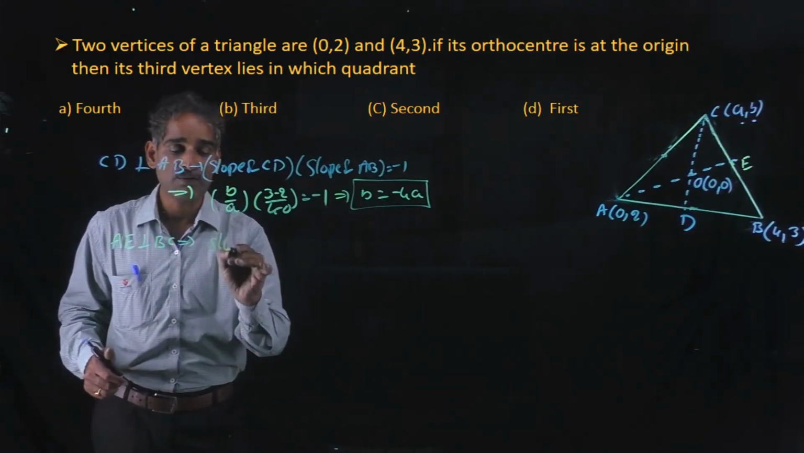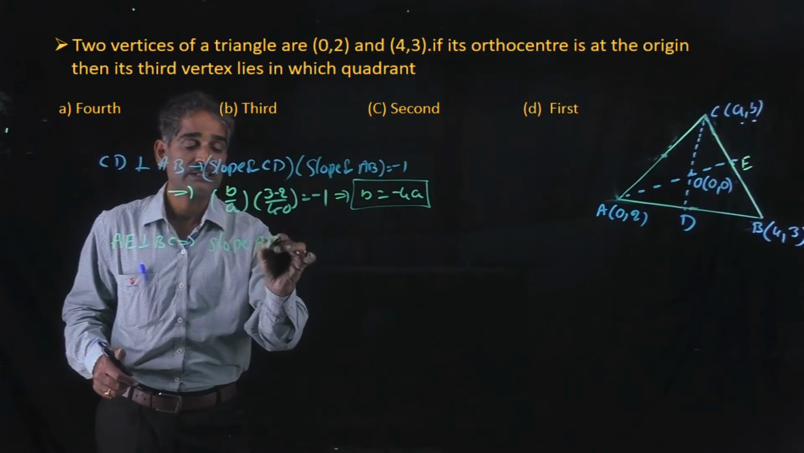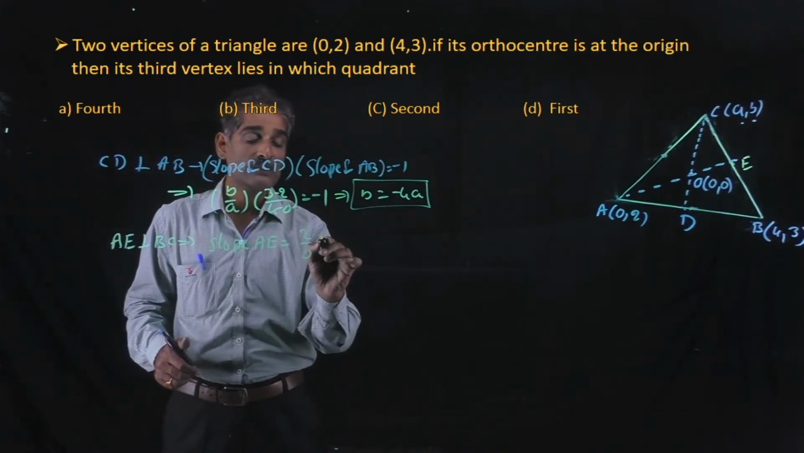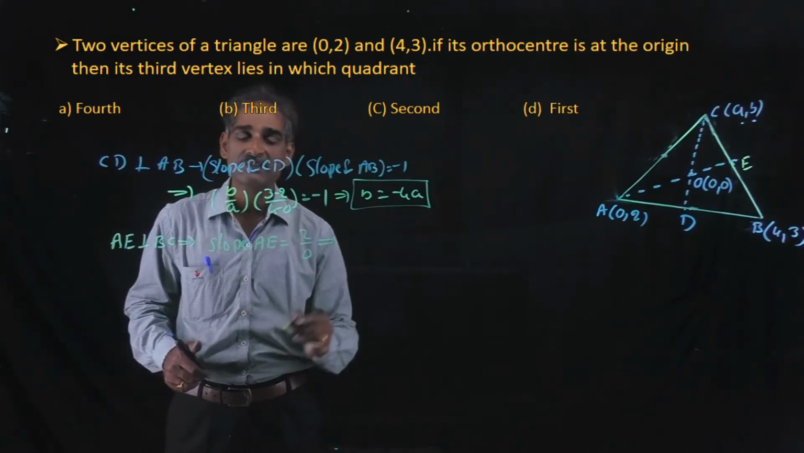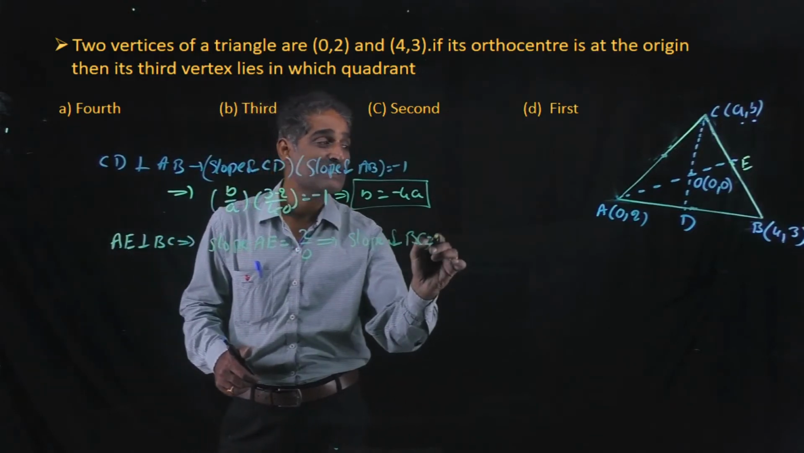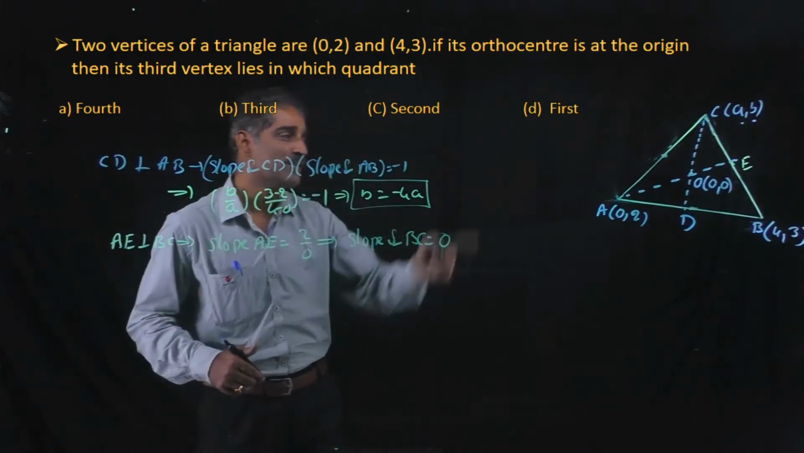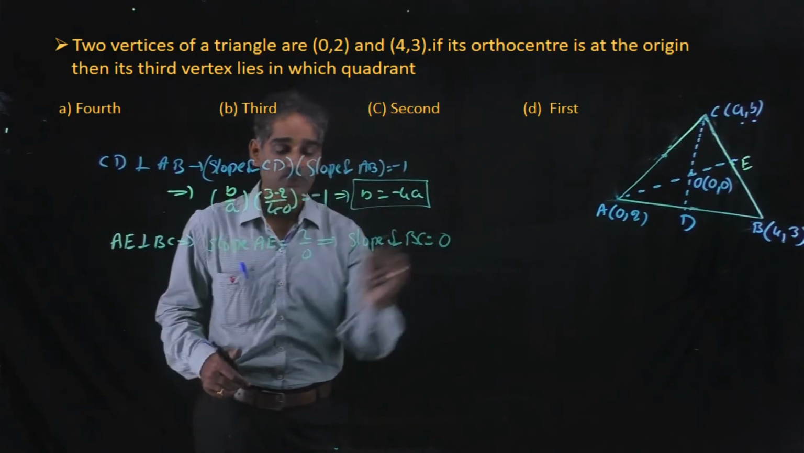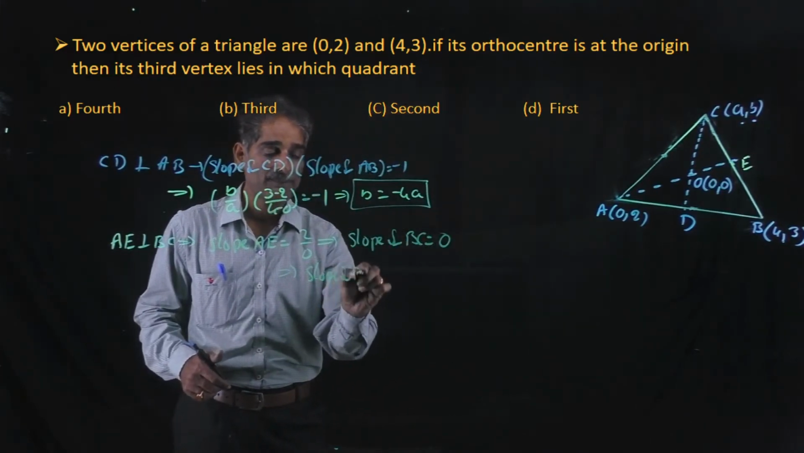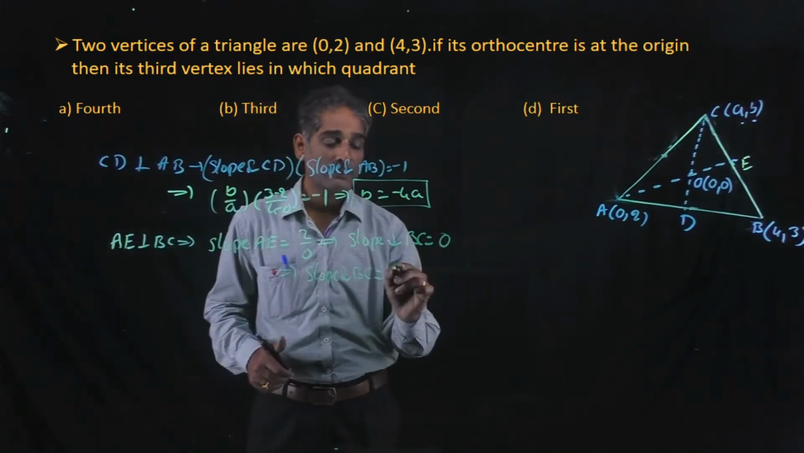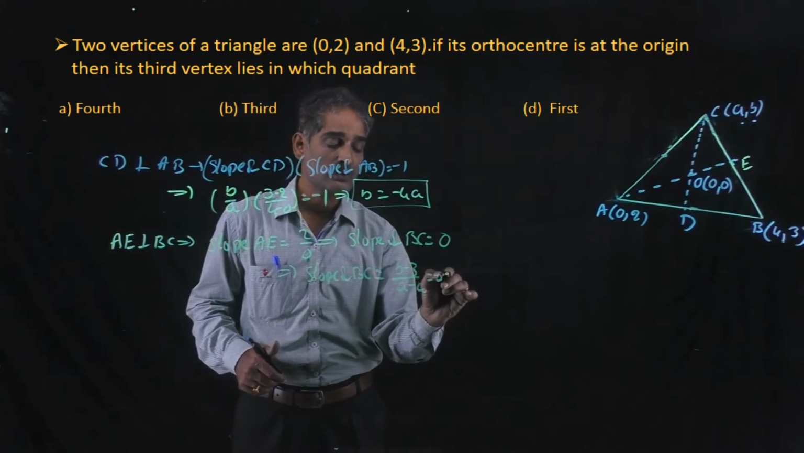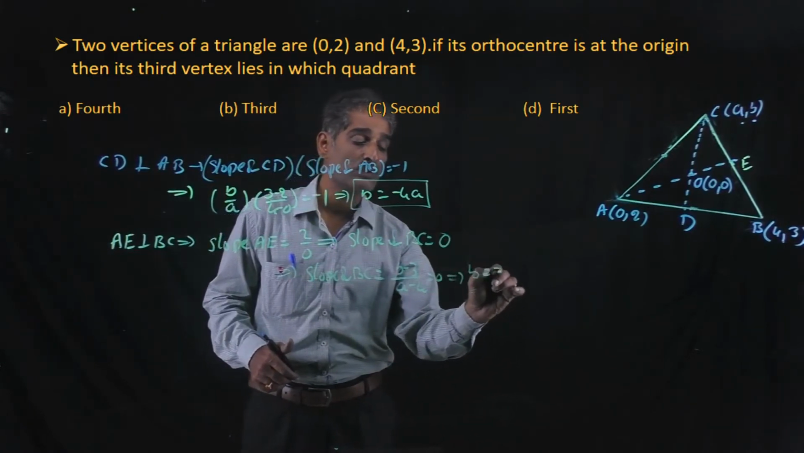Here the slope of AE is equal to 2 by 0. This implies the slope of BC is equal to 0. What is the slope of BC? The slope of BC is equal to (B minus 3) by (A minus 4), which is equal to 0. This implies B is equal to 3.